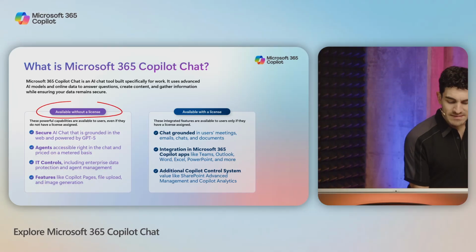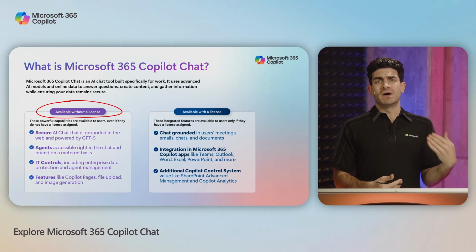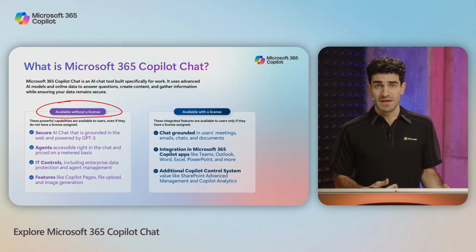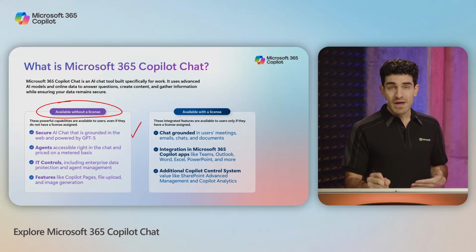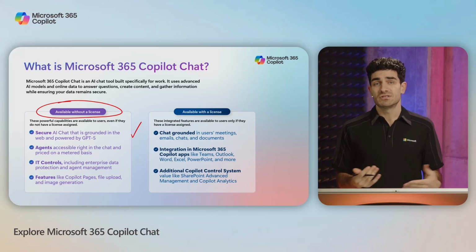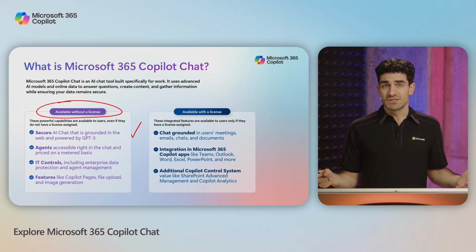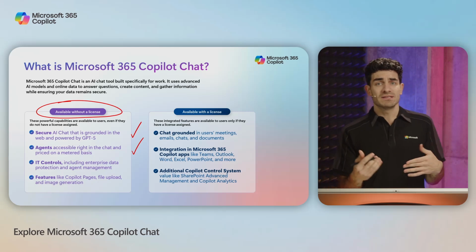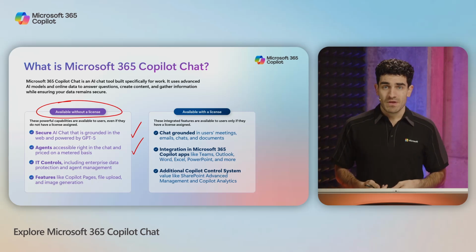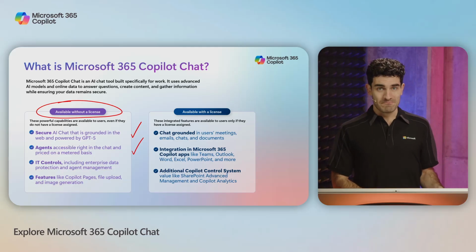Without a license assigned, you are still able to take advantage of robust Copilot capabilities. You are able to have a secure chat that is grounded in the web and powered by some of the latest GPT models. You're also able to interact with agents who can do research on your behalf, analyze documents, and even help improve your writing. Some agents are priced on a metered basis to your organization.